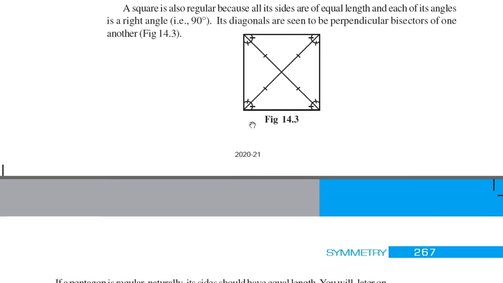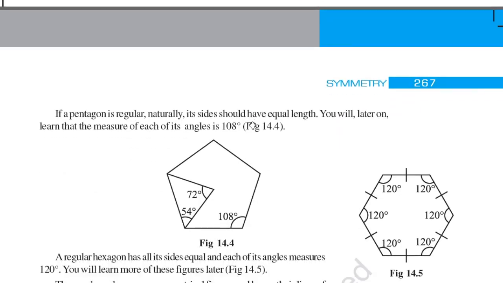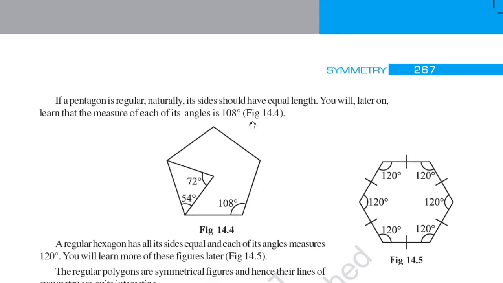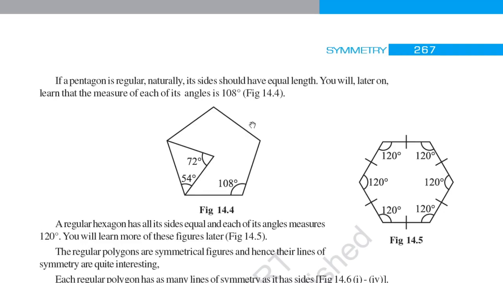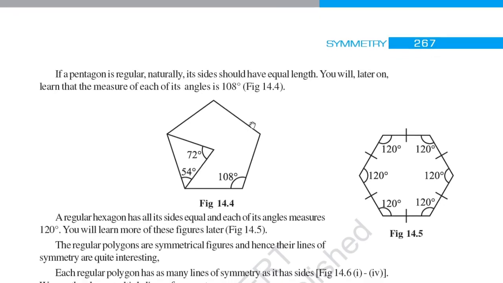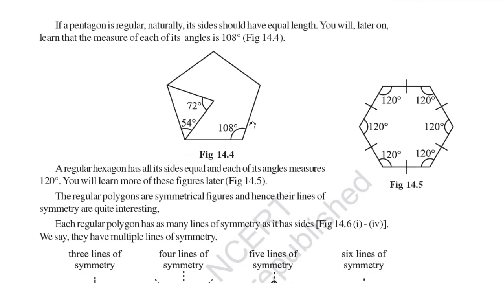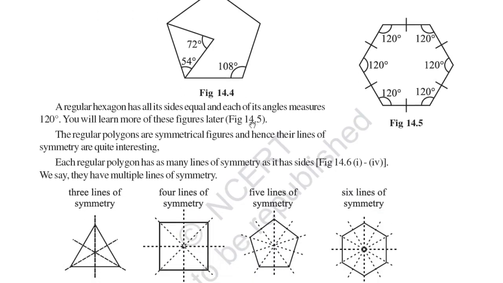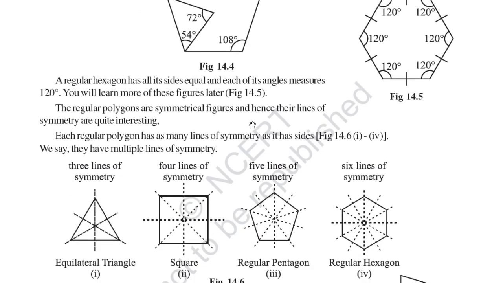You can see that if a pentagon is regular, naturally its sides should have equal length. You will later on learn that the measure of each of its angles is 108 degrees. A regular hexagon has all its sides equal and each of its angles measures 120 degrees. You will learn more about this figure later. So you can see 120 degrees, regular hexagon.